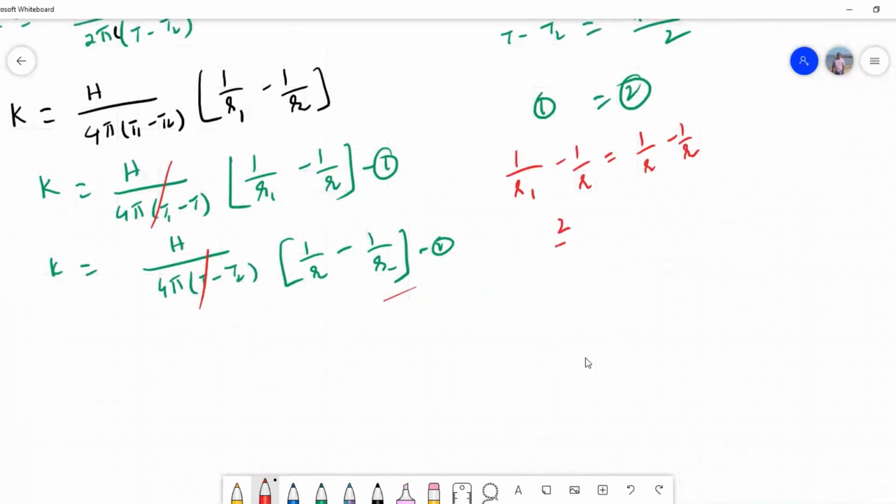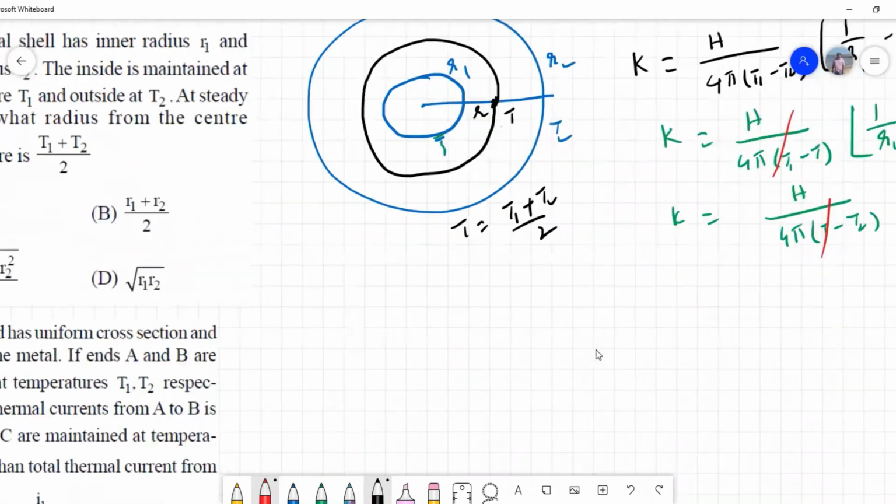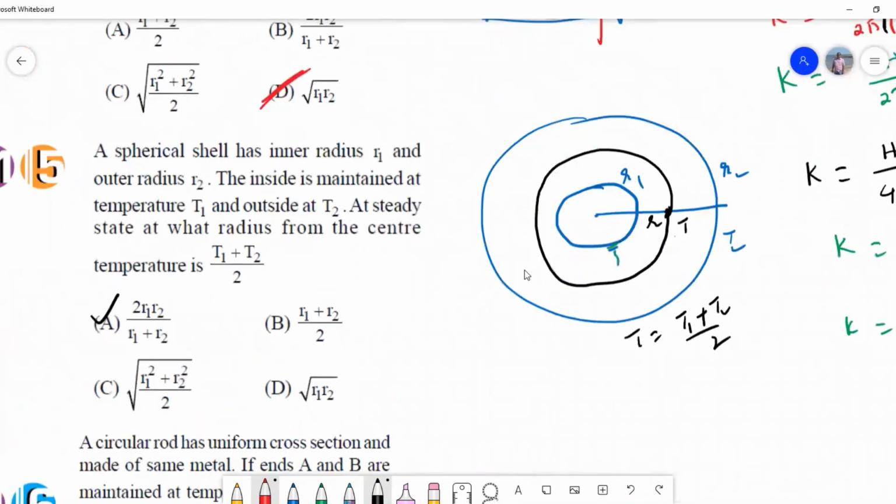So this I can write as 2 by R is equal to 1 by R1 plus 1 by R2. So therefore R is equal to 2 R1 R2 by R1 plus R2. So if it is cylindrical flow, then we get root R1 R2. For spherical flow, it is 2 R1 R2 by R1 plus R2, so option number A is the answer. These two models are very, very important problems, and these are standard identities also.